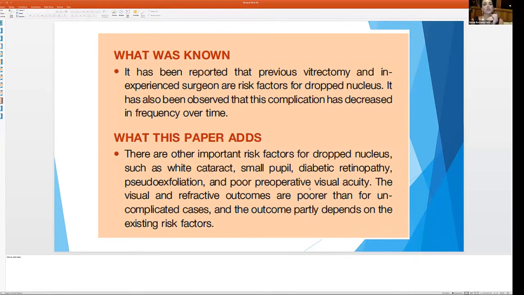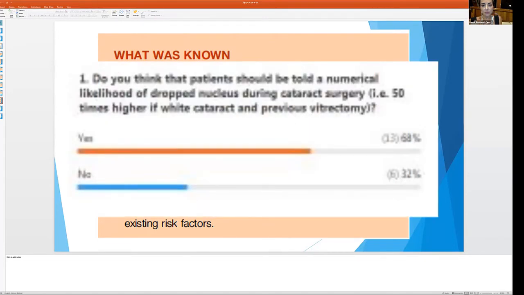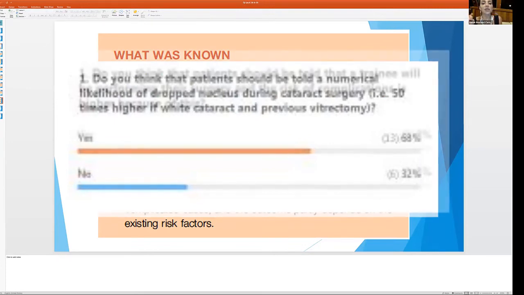Okay, we have only two questions. We are asking our participants: do you think that patients should be told a numerical likelihood of dropped nucleus during cataract surgery? For example, 50 times higher if white cataract and previous vitrectomy. Okay, I think very close. Can we have the second question, please?